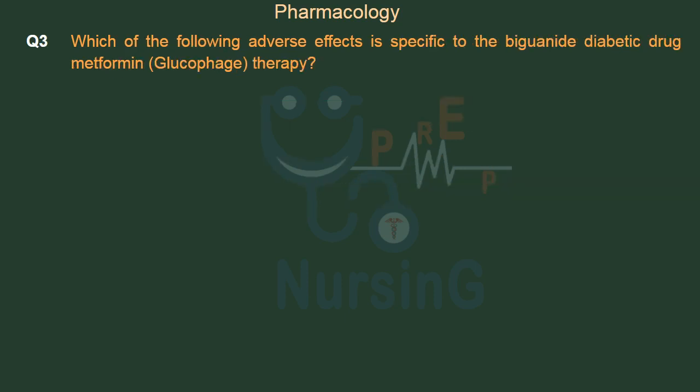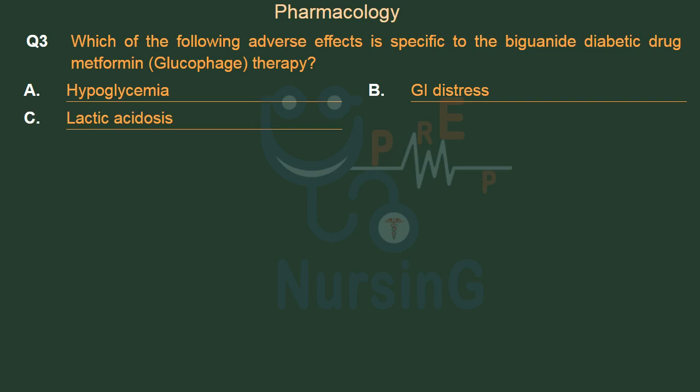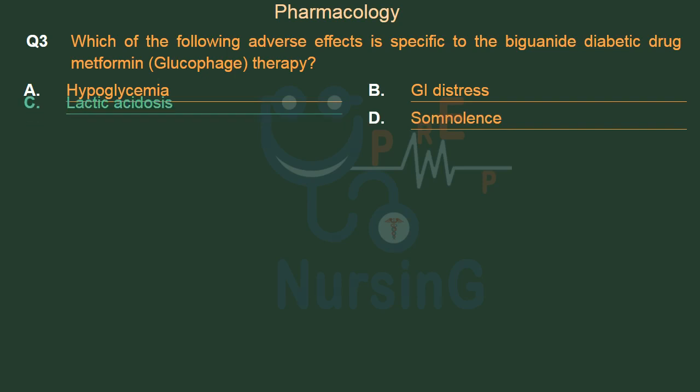Which of the following adverse effects is specific to the biguanide diabetic drug metformin, Glucophage, therapy? Option A. Hypoglycemia. Option B. GI distress. Option C. Lactic acidosis. Option D. Somnolence. Right answer is Option C.